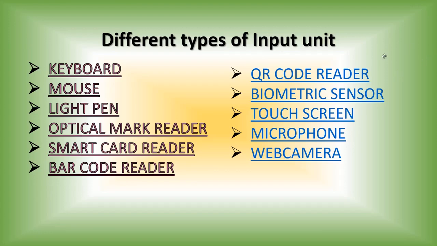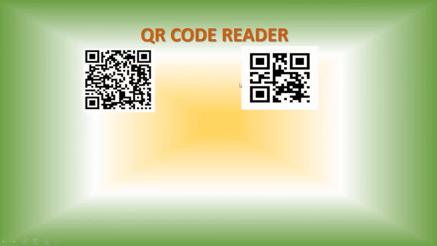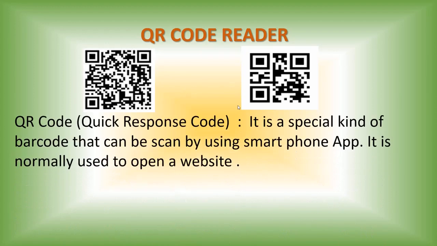I'll show you the picture. Then it is easy for you to identify before I explain. See that, this is the picture, the QR code reader. Did you see this type of code anywhere? Yes, you know that. So this type of code is known as a QR code, quick response code. It is a special kind of code that can be scanned by using a smartphone app, which is normally used to open different types of websites.